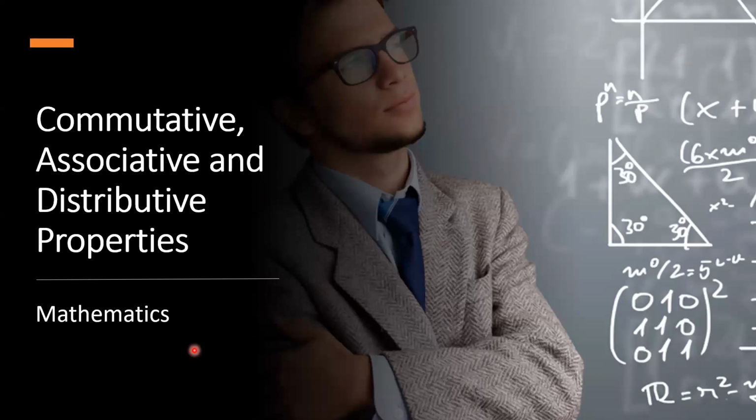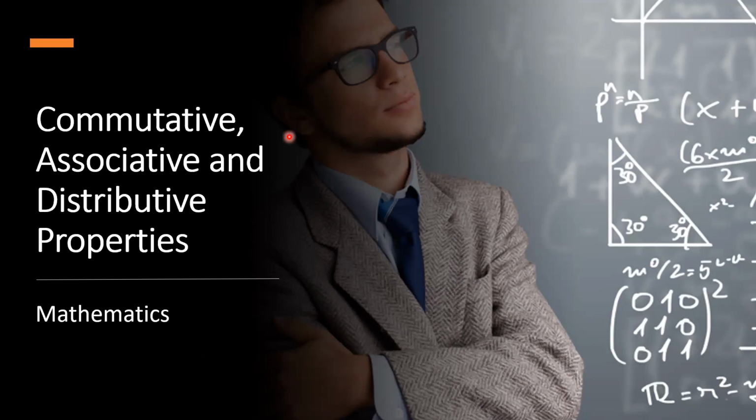As you can see from the topic, we are doing commutative, associative, and distributive properties. Has anyone heard of them before, or done them before? No? Okay, so that's what we're going to be looking at today: commutative, associative, and distributive properties.